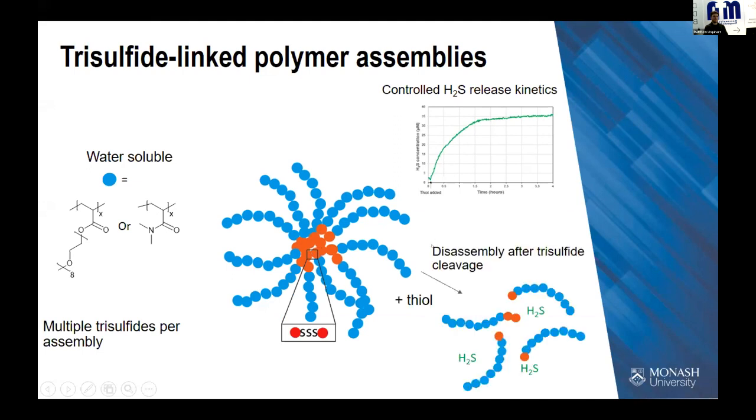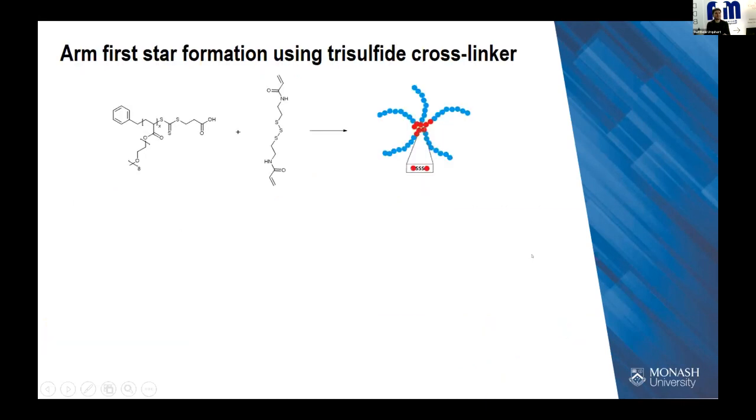And finally, much like disulfides, it's expected that upon reaction with thiols, the trisulfide would cleave to disassemble the polymer assembly. This is something that we're particularly interested in, not only for the release of H2S, but also the release of any encapsulated material, as the co-administration of hydrogen sulfide with doxorubicin has actually been shown to reduce its off-target effects. So the approach we took was a simple arm-first star polymerization to yield a trisulfide-linked star.